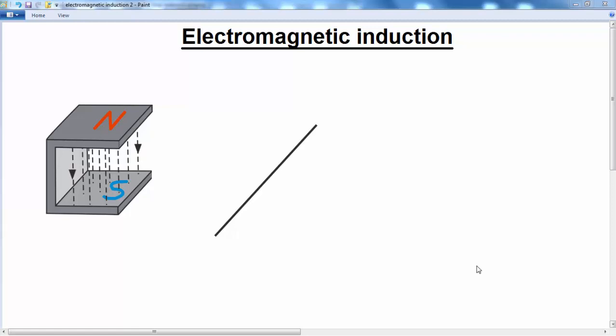In this lesson, we're going to continue to look at electromagnetic induction. This time we're going to look at electromagnetic induction in a loop, or coil, or solenoid.